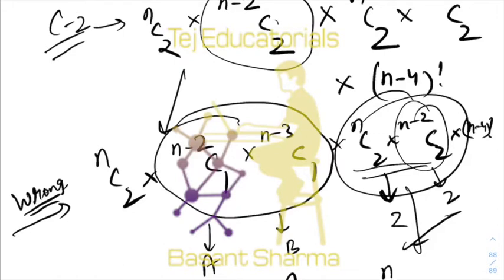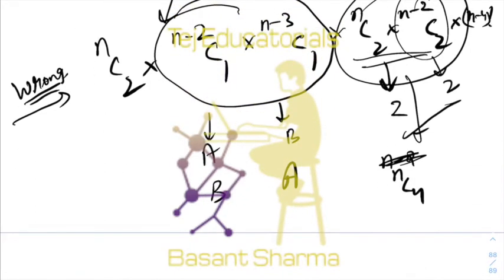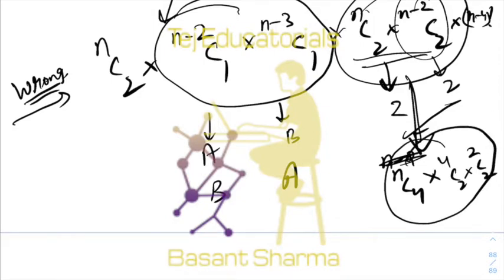You could have selected four games, NC4, four games out of n games. But then you also have to decide which two games will go to which person. So 4C2 into 2C2. This factor NC2 into n minus 2C2 can also be written like this. You can understand it in this way also.